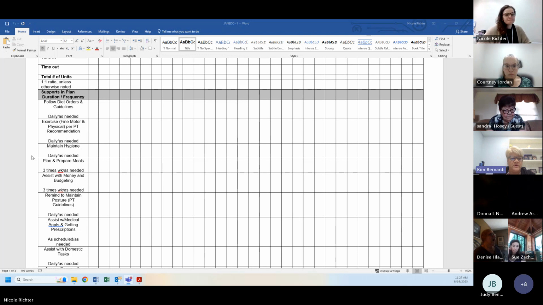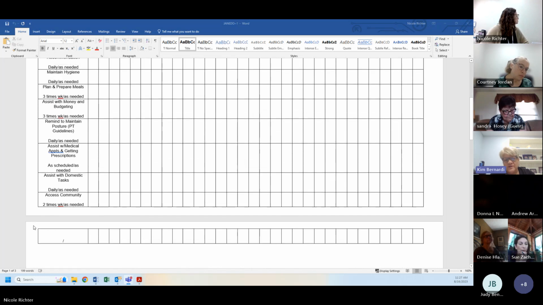So this one's also remind to maintain posture guidelines, assist with medical appointments. So this is all what I pulled out of that ISP, most of it. I should have done a different ISP. This one has too many because it's a 24/7 site, but this is just the idea. Medical appointments as scheduled as needed. Assist with domestic tasks daily as needed. Access to community two times a week as needed. Or you can put as scheduled because maybe they have an outing that's scheduled.